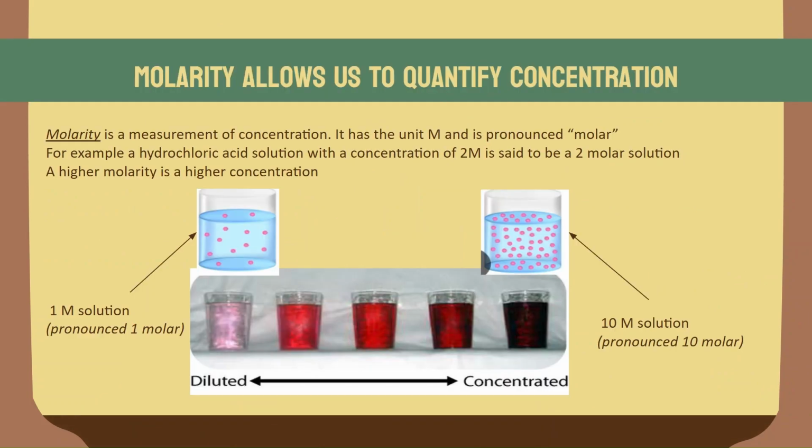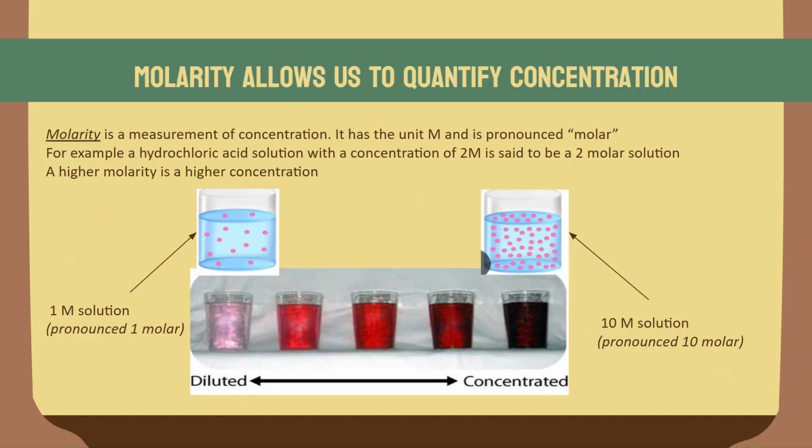So rather than just thinking about this abstractly as more and less concentrated, we can put a number to it. We can say this one is 10 molar and this one is 1 molar. We can actually have a specific amount. We can say how much more concentrated it is than the other. And we do this using something called molarity.